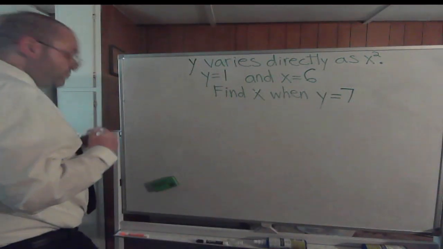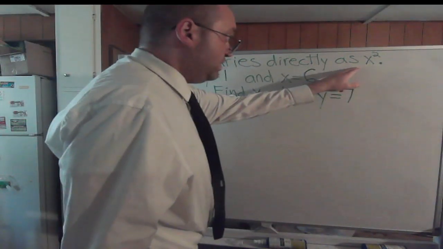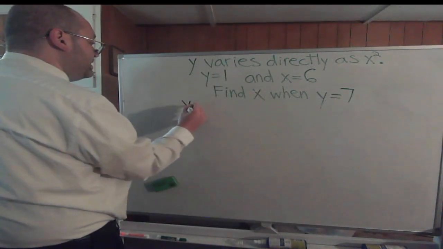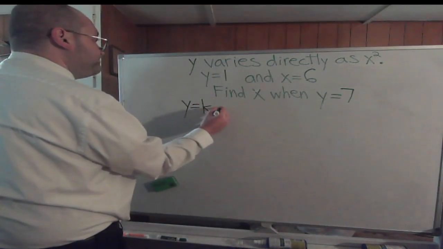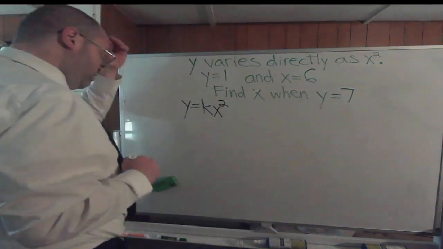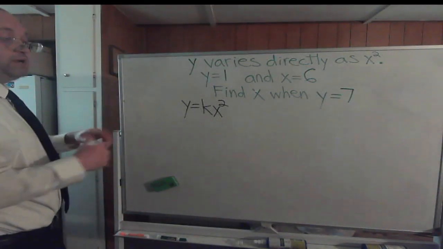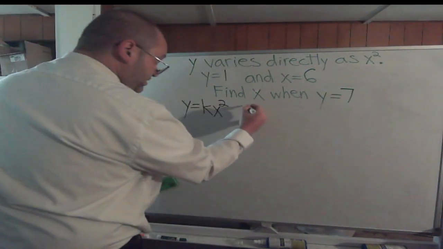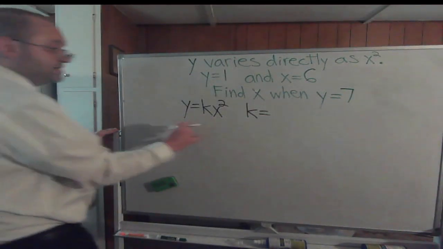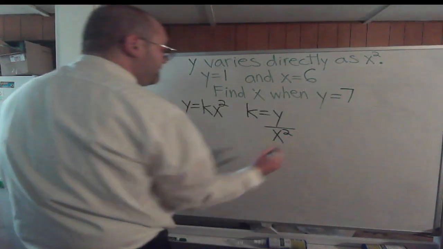Okay. So in this equation, we have y varies directly as x squared. Start with that. Y varies directly as x squared means y equals k x squared. Of course, we want to get that k by itself because we want to solve for the constant of variation. So we have to divide the right side by x squared. If we do that, we get k by itself. But we have to divide the left side by x squared. You'll get k equals y over x squared.